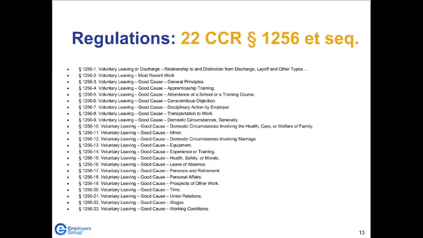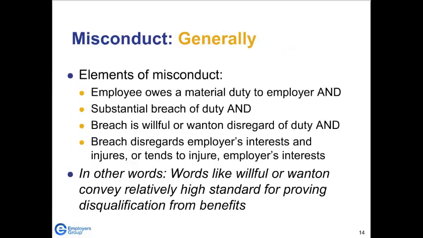All right, let's move on generally then to misconduct scenarios. In legalese terms, this is what you're looking at when you're looking at disqualifying your employee from unemployment insurance by virtue of the fact that we let them go for misconduct, meaning they are no longer eligible for unemployment. We must establish that the employee owes a material duty to the employer and breached substantially that duty. That breach is willful or wanton disregard of a duty, and then finally that breach disregards employer's interest and injures or tends to injure the employer's interest.